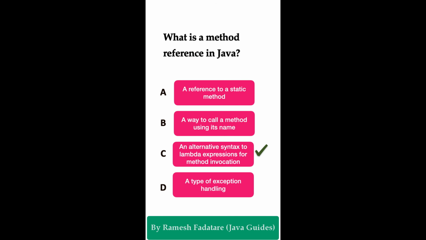Well, method references were introduced in Java 8, and method references are an alternative shortened syntax to Lambda expressions used to refer directly to methods.